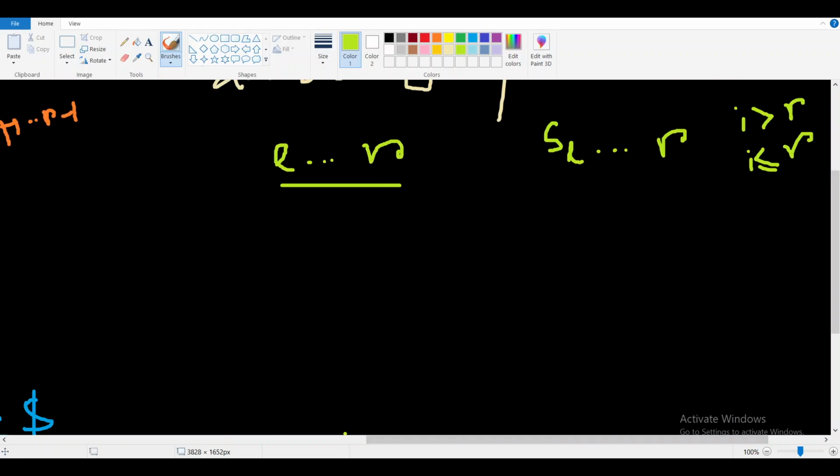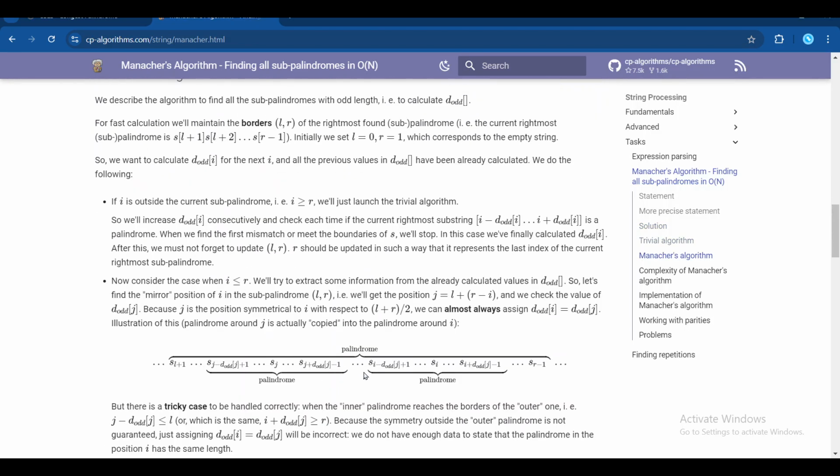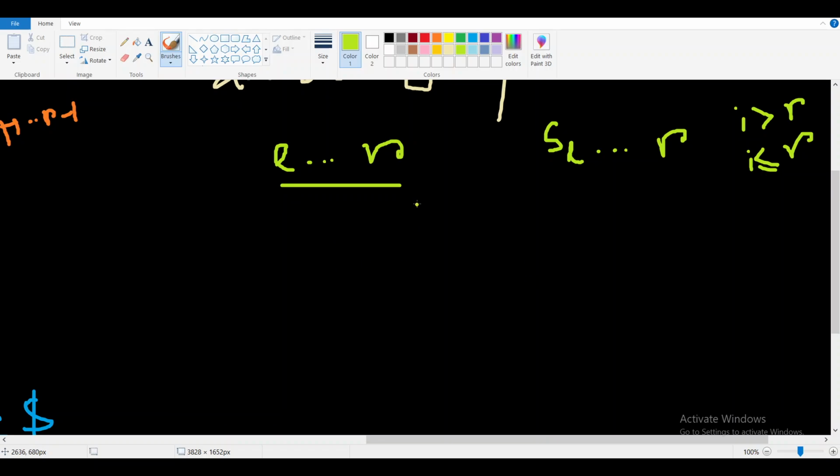Okay, so let's take this example here. Here you can see that the palindrome is centered. This is L to R. The string is from L to R, and here we are trying to find the Pi value for S of I. Now, as this is a palindrome, we have a mirrored image for this current index I, as J. Now, how do we compute the value of J?